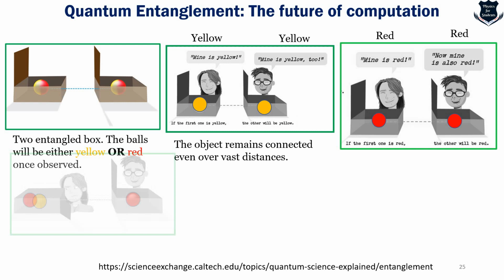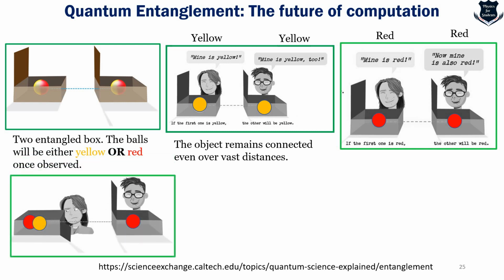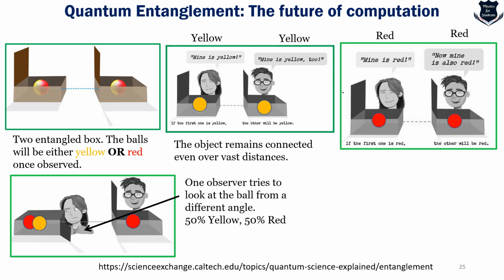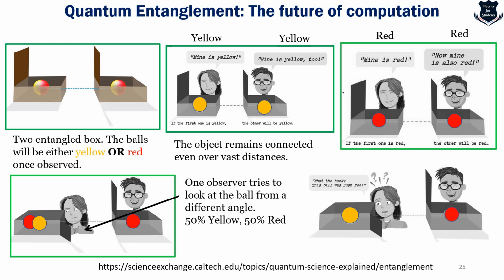But what happens in this case if an observer decides to look at their ball from a different angle or a side of the box? You see that lady is trying to look at it in a different angle. The ball here, this lady, right? Here what will happen, the balls would revert back to the state of the superposition and have a 50% chance of being yellow and 50% chance of being red. Now you see, if I take this one, yeah, so here you see that what the ball was just red and it has turned to be yellow.